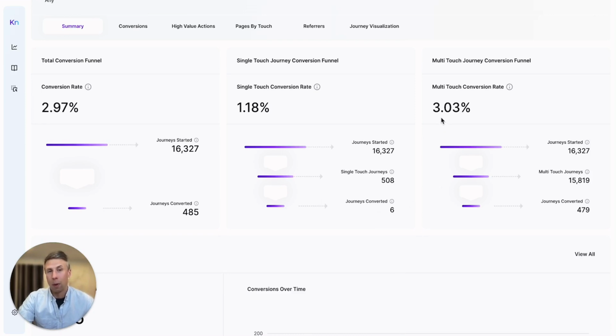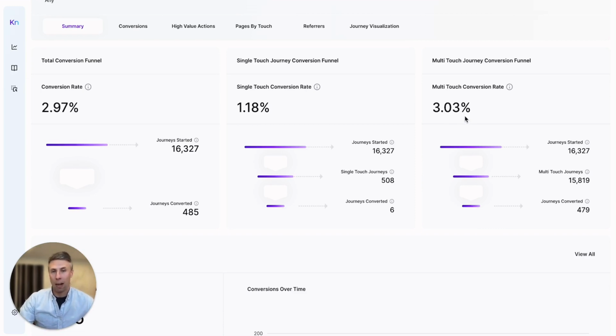Conversely, if you look at the multi-touch conversion funnel, this is showing you people that are coming in and they're viewing multiple pages over multiple sessions and then eventually converting. And in this case, your conversion rate's much higher, so 3%, and the overall journey converted is 479. So right off the bat, this is telling you a story that maybe driving people to a landing page isn't the best experience for them, that they need to have a little bit more information, they need to be educated, they need to be moved through their journey in order to get them to convert. And then if you do that, you have a much higher conversion rate.